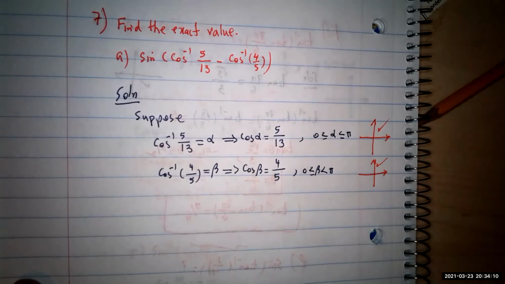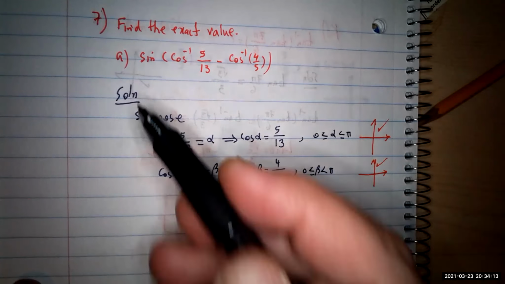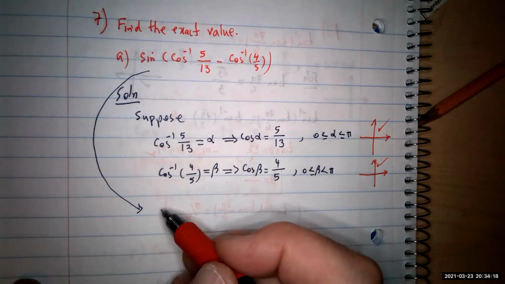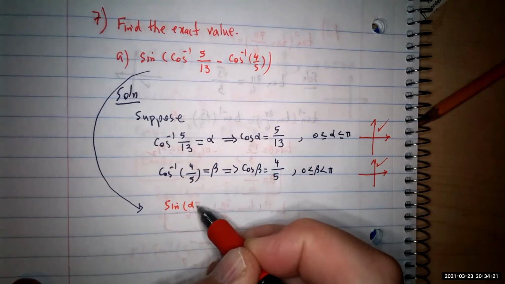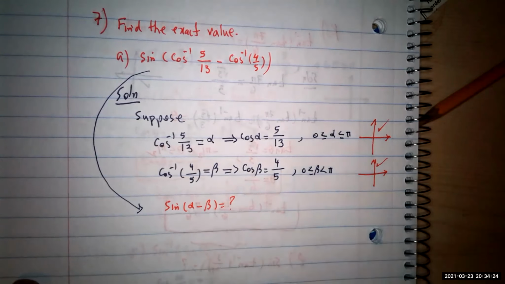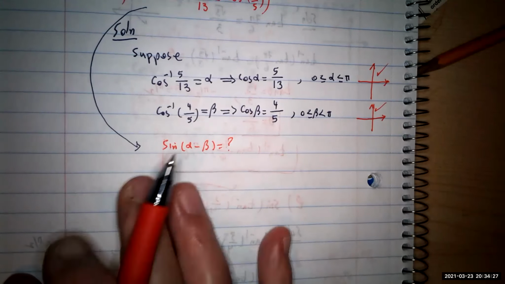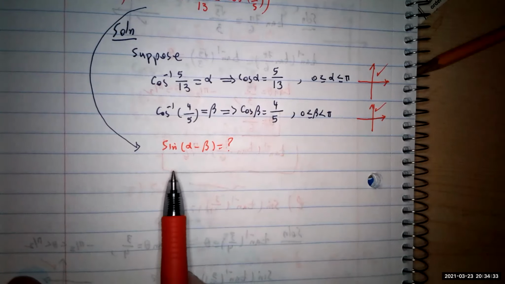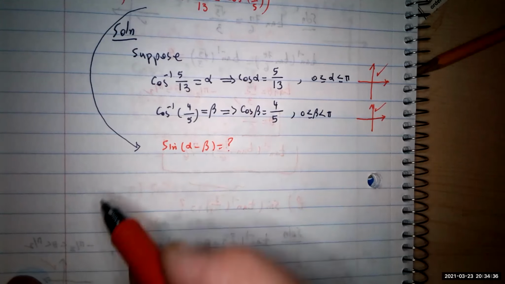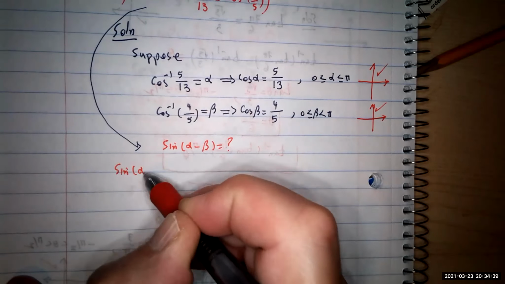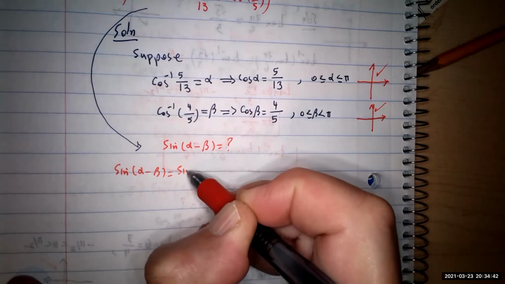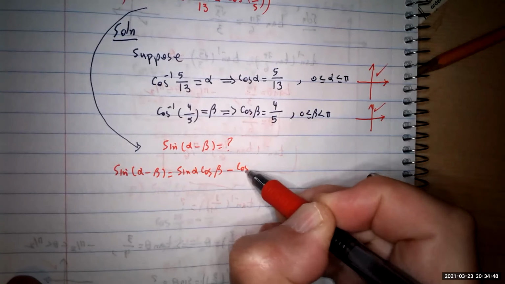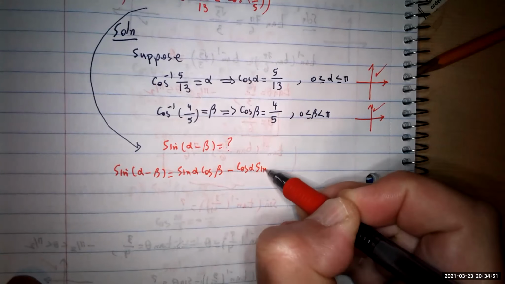Now we go back to the question. This question would be changed into, what is the sine of alpha minus beta? You see, that's the case. So we have to find the difference between the sines. You know that before. So we know the formula. Bring all those formulas to the test. Okay, so this is going to be the sine of the alpha, cosine of the beta, minus cosine of the alpha, sine of the beta.